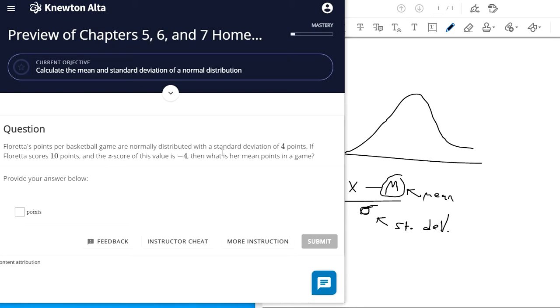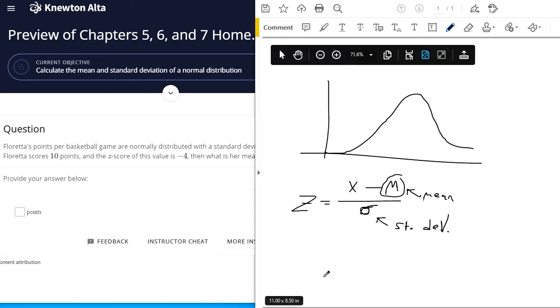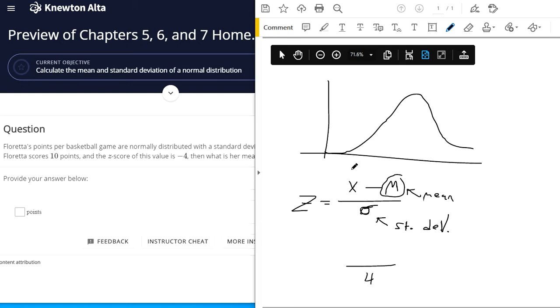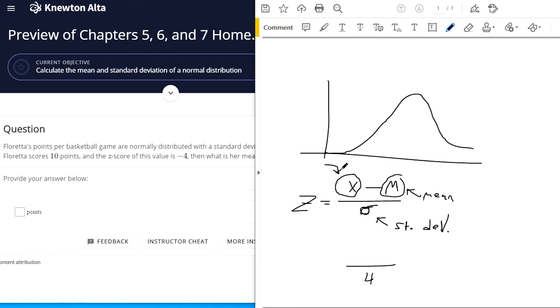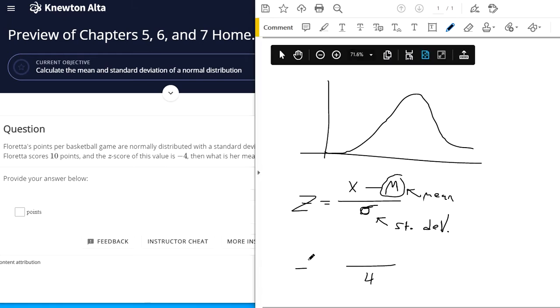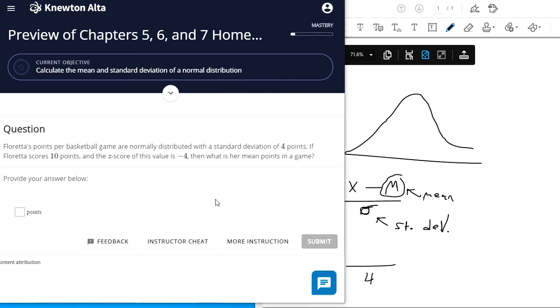They tell us the standard deviation is 4, so let's start plugging things into the formula. 4 goes down here for standard deviation. Floretta scores 10 points. This number here is the value you're trying to convert to a z-score, or the number you're trying to test, to find a probability about. So we're going to hold on to that. It's going to be 10, but I'll explain why in just a second. The z-score is -4, so we're going to plug in -4 into the z part of the formula.